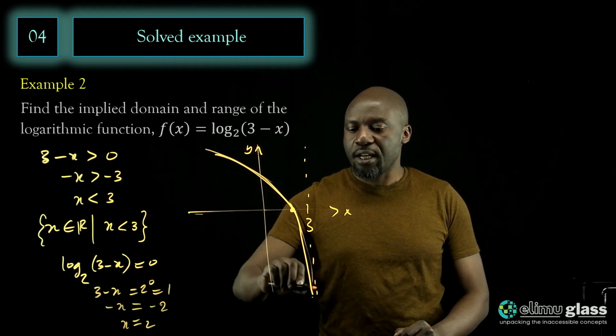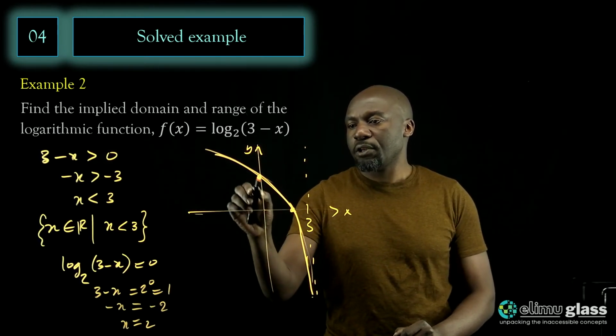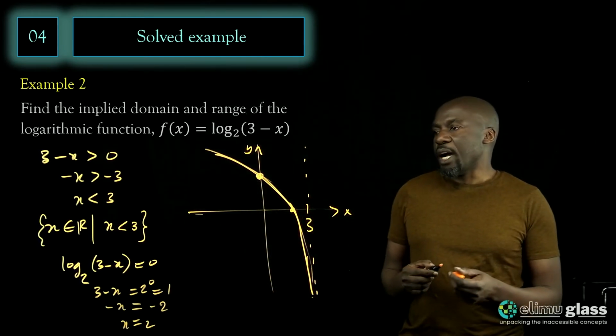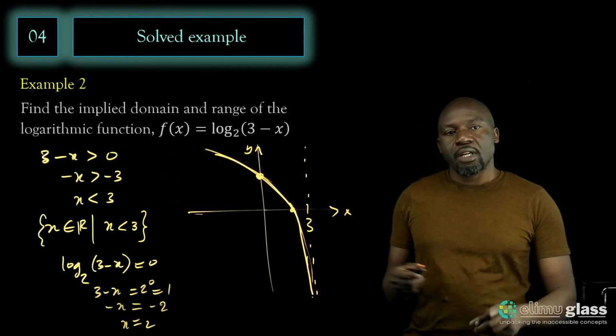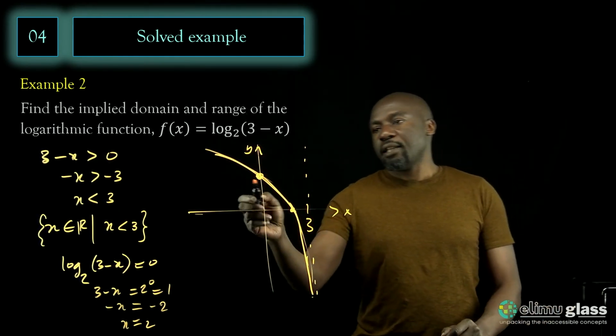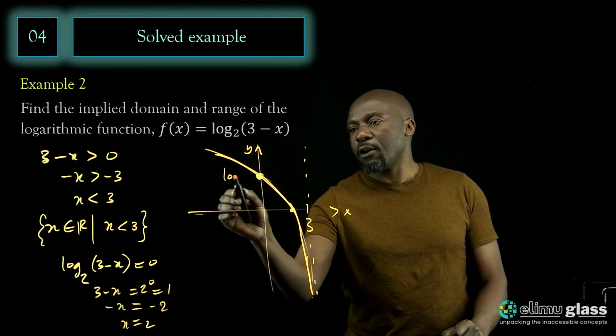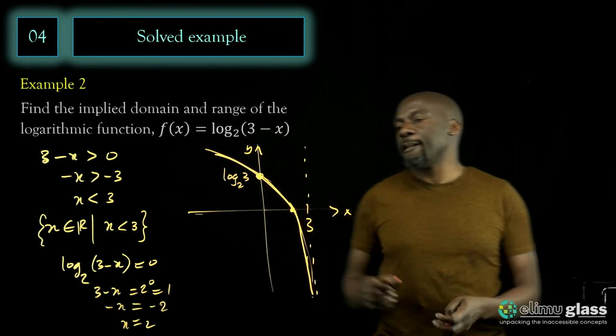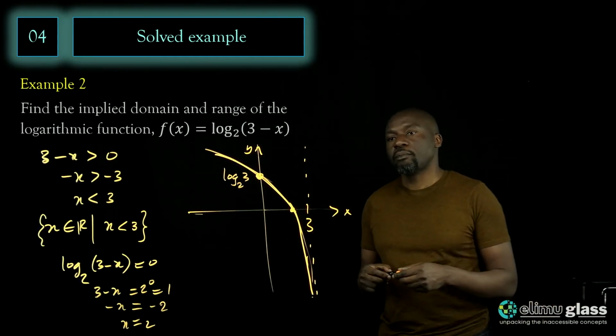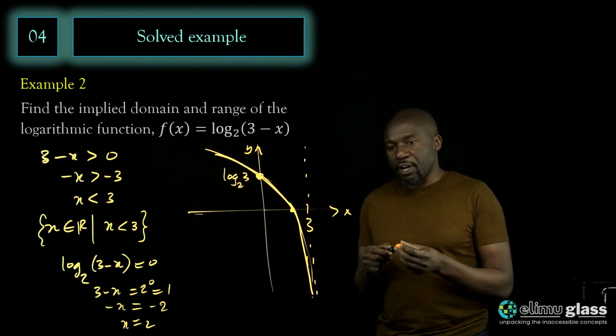We can also find the y-intercept, of course, somewhere there. At the y-intercept, x is 0. So if we put x is 0 there, this must be the point log 2 base 2 of 3. Okay? And so this is how this graph looks like.